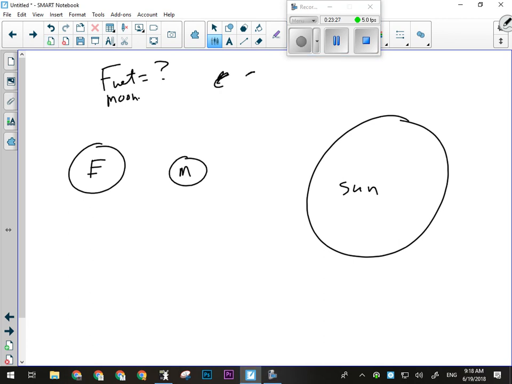Sorry, we need the sun-moon distance, and that is 1.496 times 10 to the 11 meters.